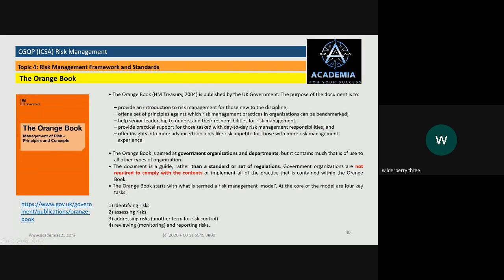Okay, then we have the Orange Book. The Orange Book also shaped, especially here in the UK, the landscape when it comes to the government of organization and department. That's more on the public side, not on the industry side. The Orange Book addresses the issues in public administration, public service and so on. They also have a similar approach, identifying risk, assessing risk and so on. Sometimes they just use a different name for the same child.